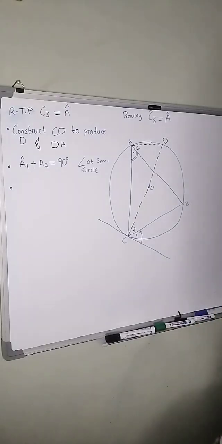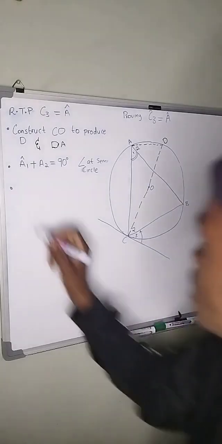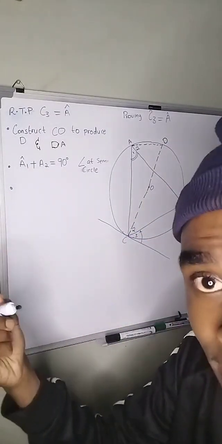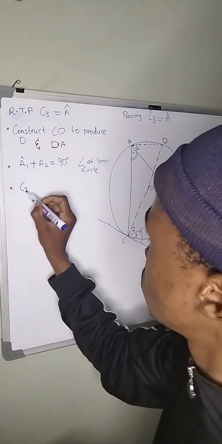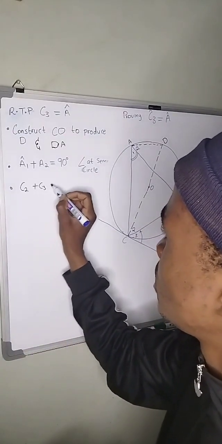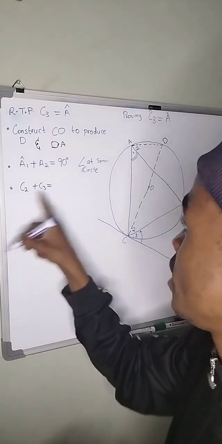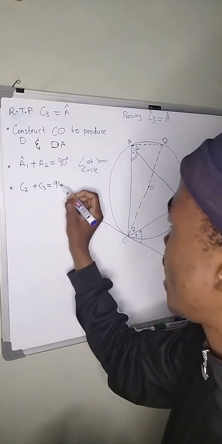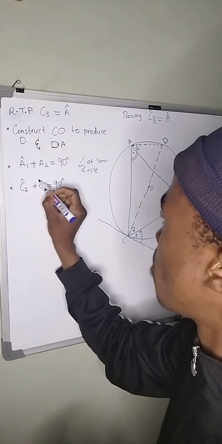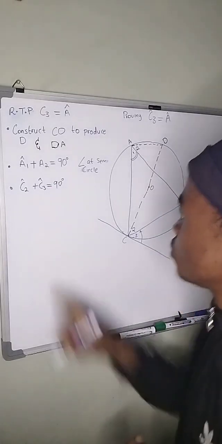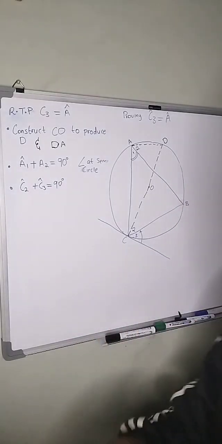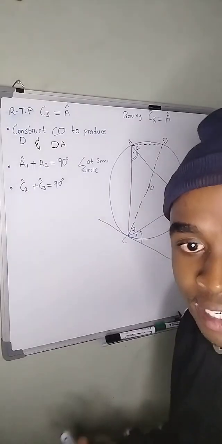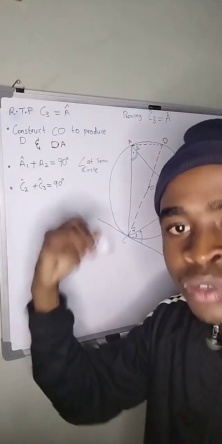Yes, they are equal to 90 degrees. Thank you very much. So I'm going to write another statement which says that C2 plus C3, when you add them, they're complementary. This one is complementary. So C2 plus C3 is going to be equal to 90 degrees. Reason: tangent perpendicular to the radius.